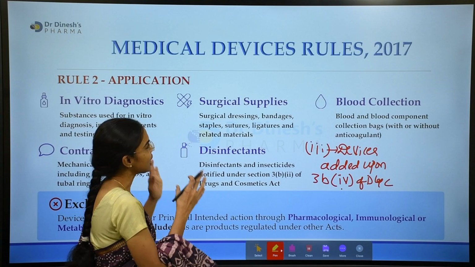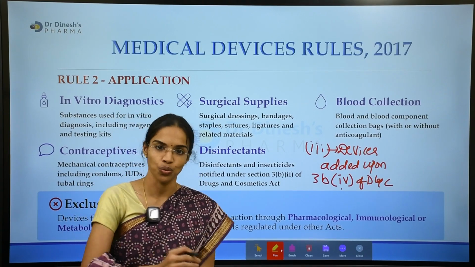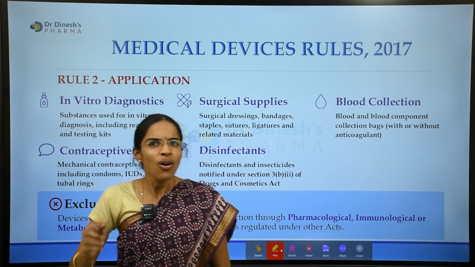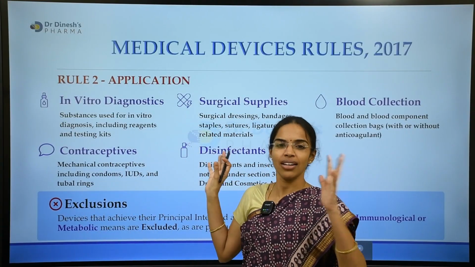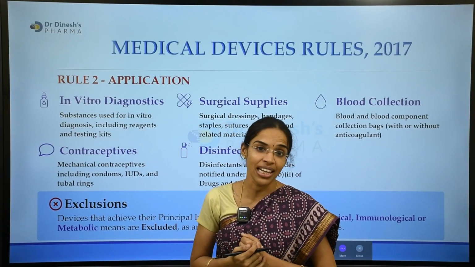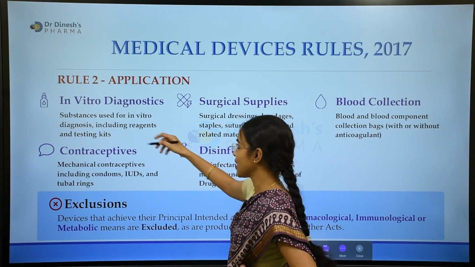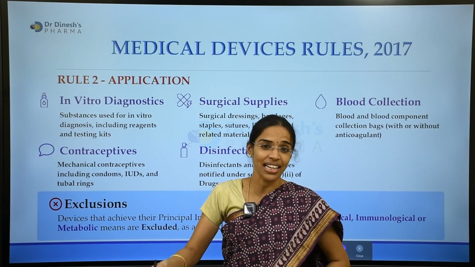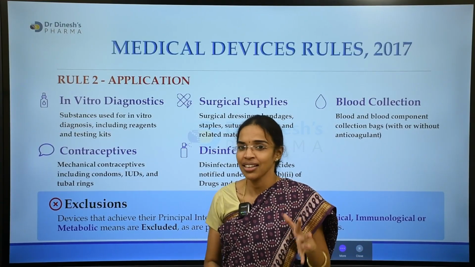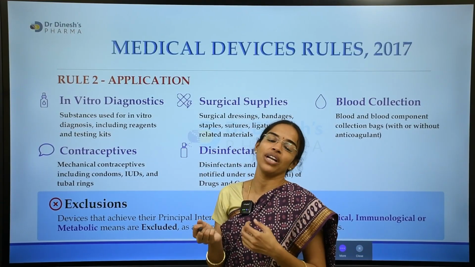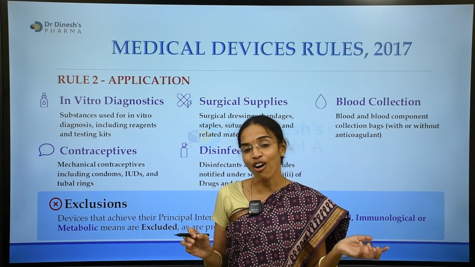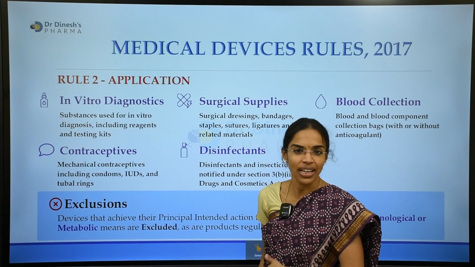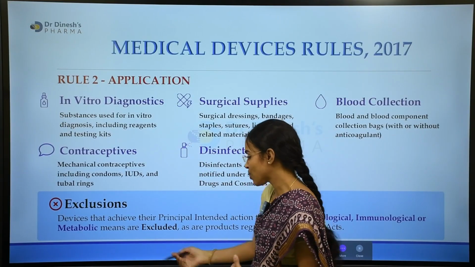So all these things are covered under Rule 2. These are all the inclusions of Rule 2, so it is good that we have learned all the inclusions. What about the exclusions? We were discussing something about physical, chemical and metabolic pharmacologic action. These are all included, so we will see what all are excluded, the exclusions of Rule 2.